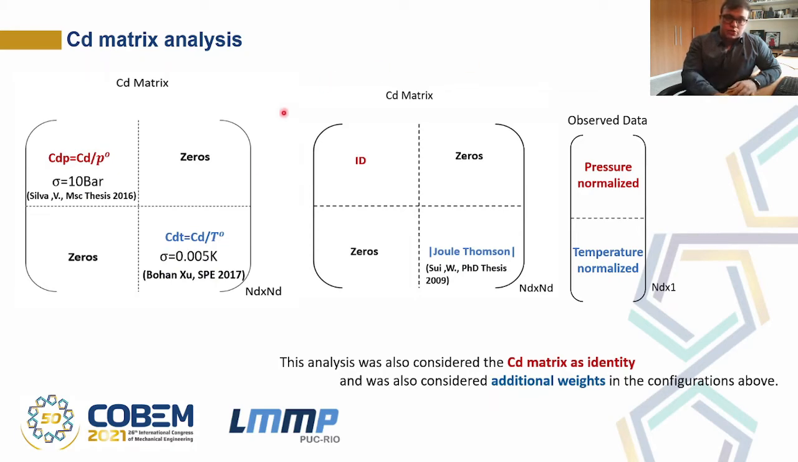The other CD matrix configuration was created based on the SWE PAD thesis, in which the Joule-Thomson coefficient was used to make the correlation between the pressure and temperature data for the Levenberg-Marquardt method. Additional weights and considering the CD matrix equal to the identity matrix were also evaluated.